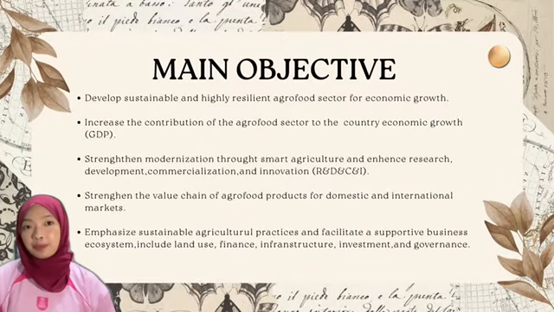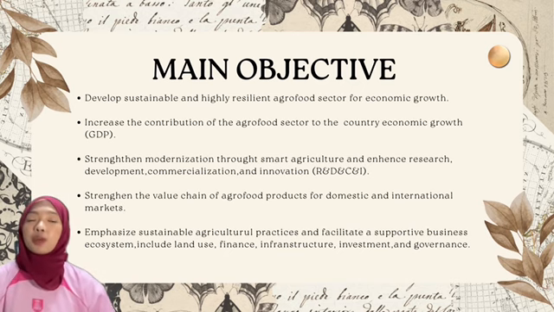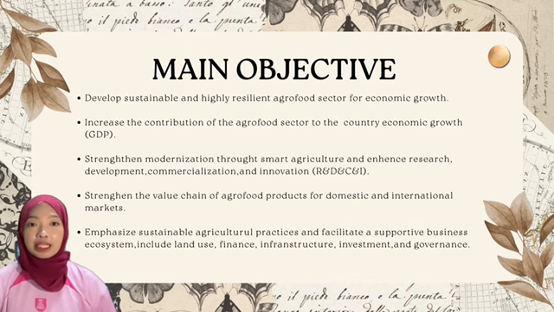Okay, for the next part, I will be discussing the main objectives of the National Agri-Food Policy 2.0. The first is to develop a sustainable and highly resilient agri-food sector for economic growth. This policy aims to develop a sustainable and resilient agri-food sector to support economic growth. This is important to ensure food security and continuous food supply for the well-being of the people. For example, during the COVID-19 pandemic, Malaysia faced food shortage among vulnerable groups. Therefore, this policy helped to strengthen food security in the country.